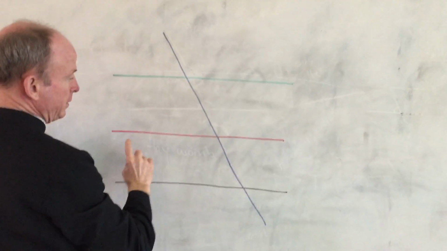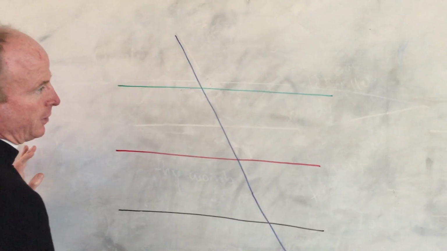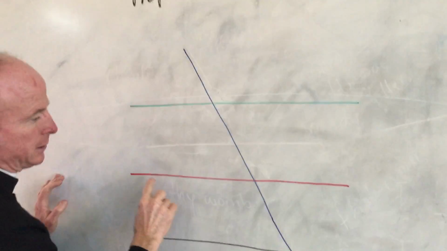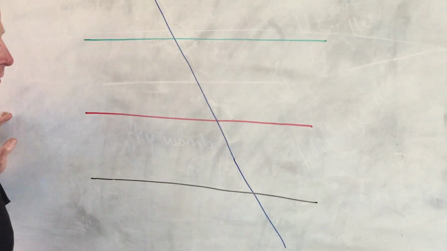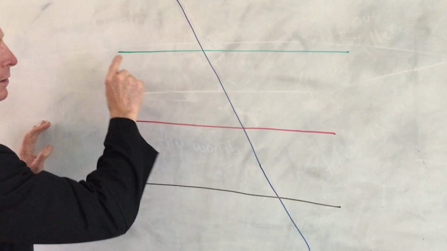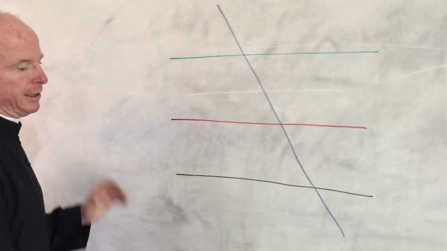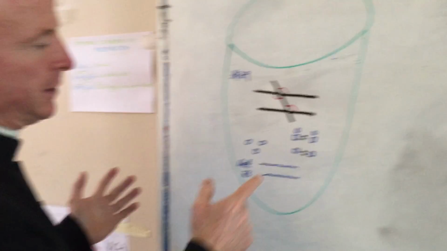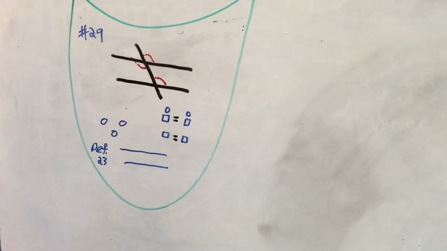Look at this green line, the red line, and the black line, with, by the way, the blue line falling upon them. Given that the green line is parallel to the red line and the black line is parallel to the red line, it is required to show that the green line is also parallel with the black line, okay? We're going to use our bag of knowledge here. We're going to use Proposition 29 all over the place, and then two things equal to the same thing are equal to each other.